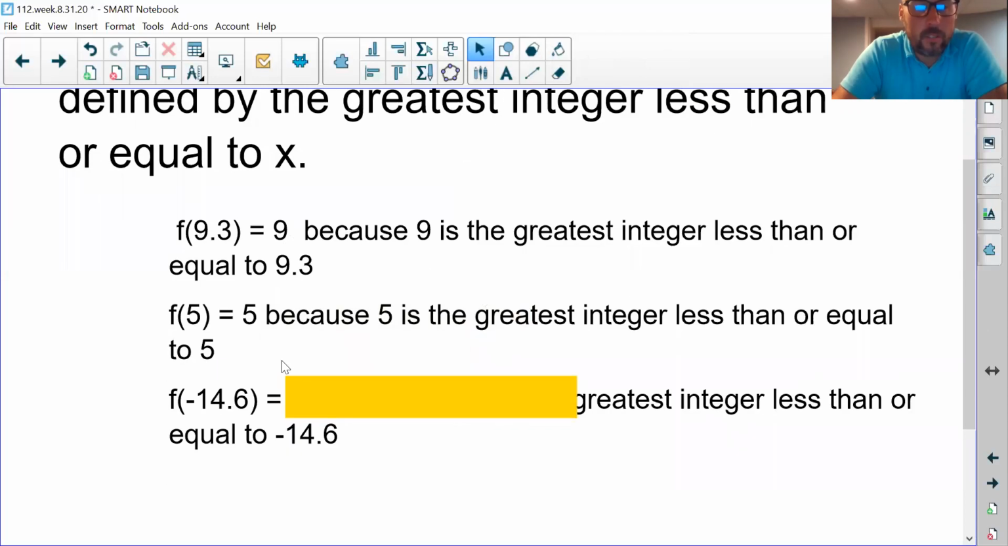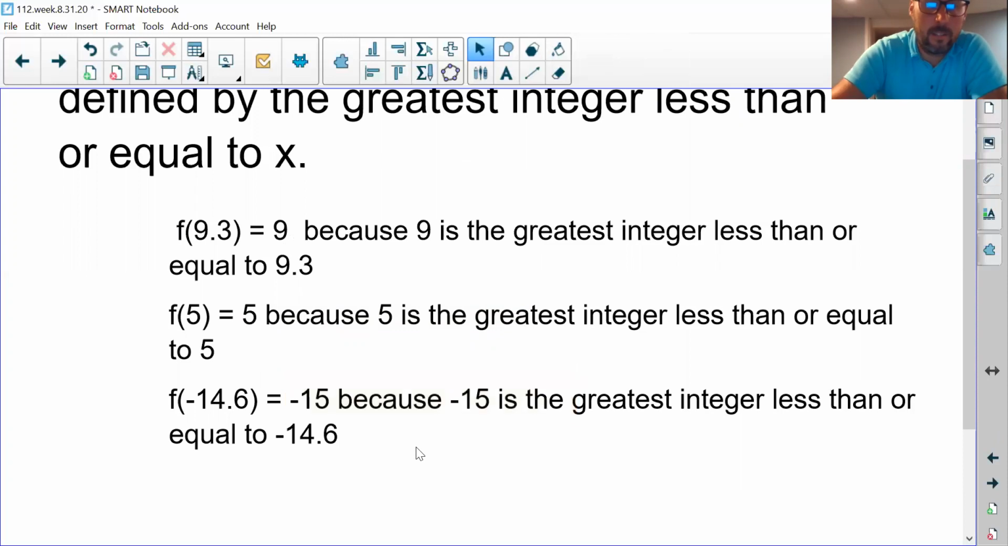What about this? What is the greatest integer less than or equal to negative 14.6? If you said negative 14, you're wrong. You fell for it. It's negative 15. Negative 15 is the greatest integer less than or equal to negative 14.6.